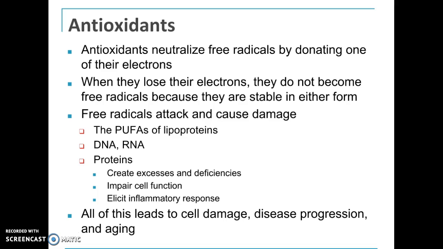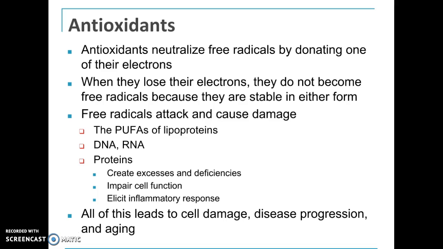So antioxidants, you can picture them as sort of being the singles sitting by the bar. They neutralize free radicals by donating one of their electrons. So they have an extra to donate. So when they lose their electrons, they don't become free radicals. They're single, all right? They're not paired up.